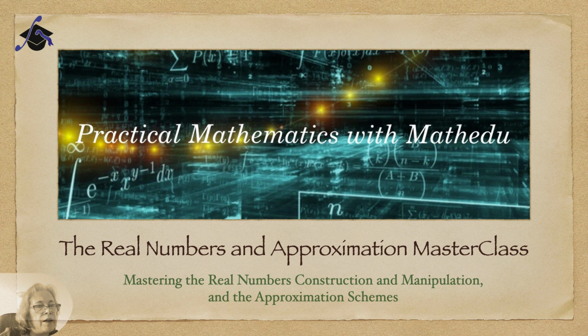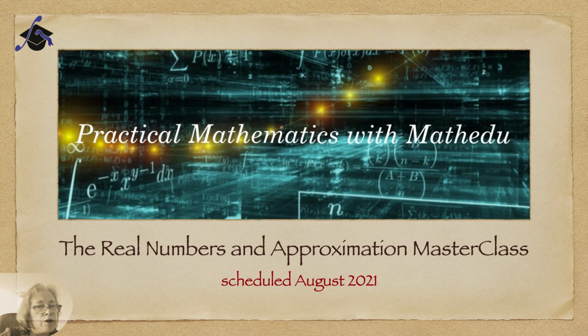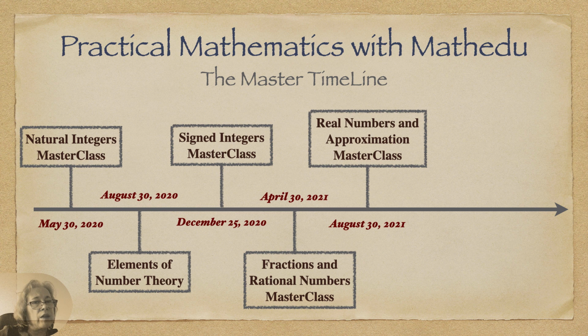And then we will study the real numbers and the approximation schemes in the real numbers and approximation masterclass. It will be focused on mastering the real numbers construction and manipulation and the approximation schemes. The real numbers and approximations masterclass is scheduled for August 2021. So we put it on the master timeline. Real numbers and approximation masterclass, August 30th, 2021.